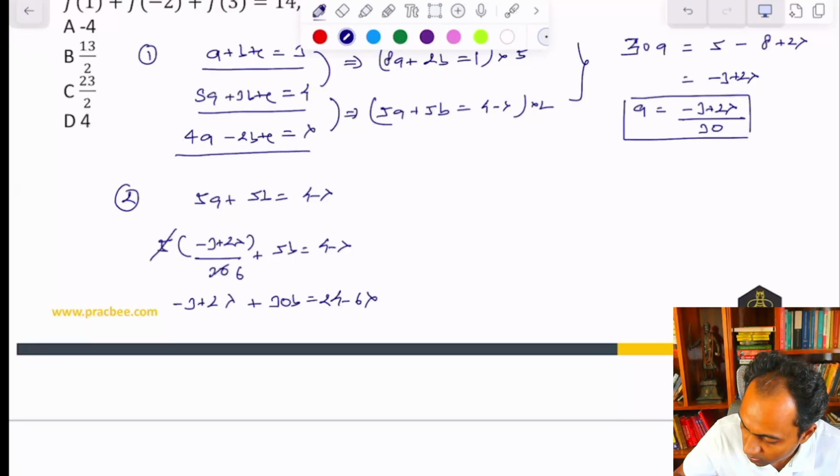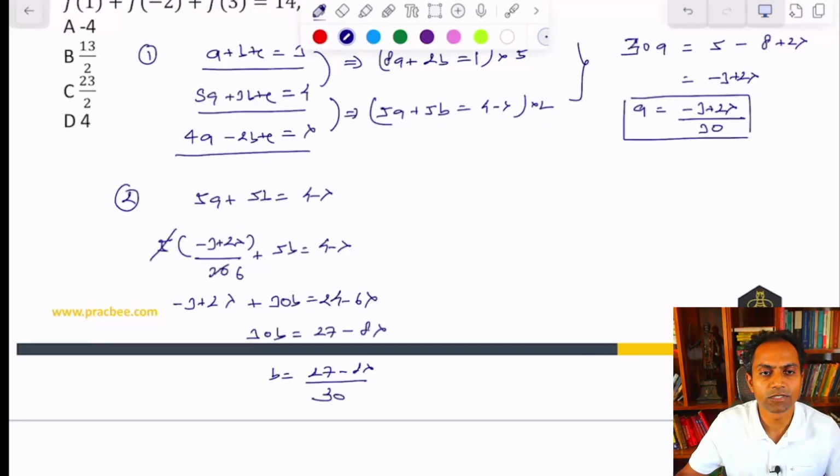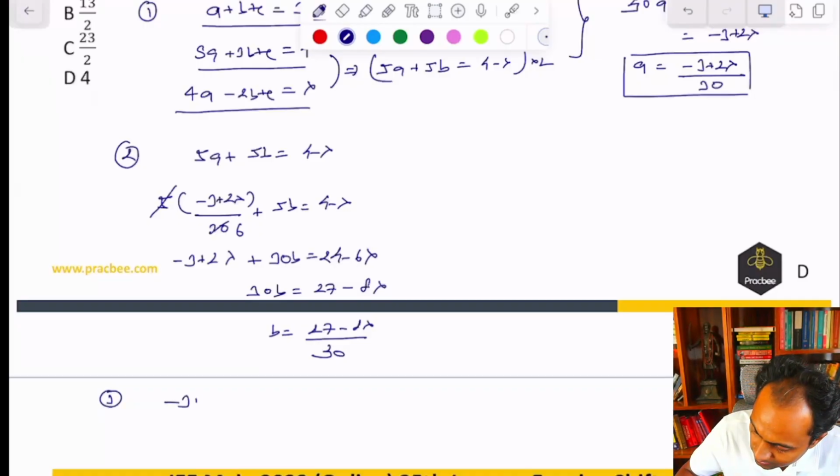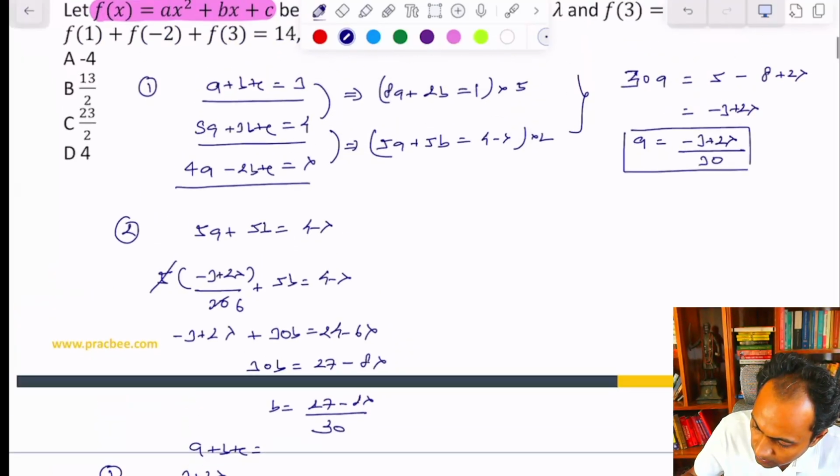Now if you calculate the value of B from here, 30 times B, putting everything on the other side, would become 27 minus 8 lambda. The value of B comes out to be 27 minus 8 lambda by 30. And we are doing all of this just to get the value of C. If I put this in the first equation, because we know that A plus B plus C is equal to 3.